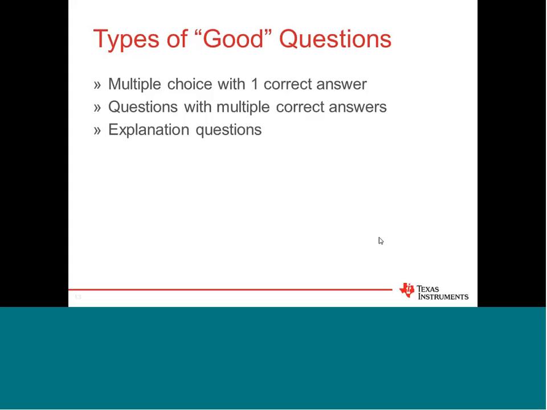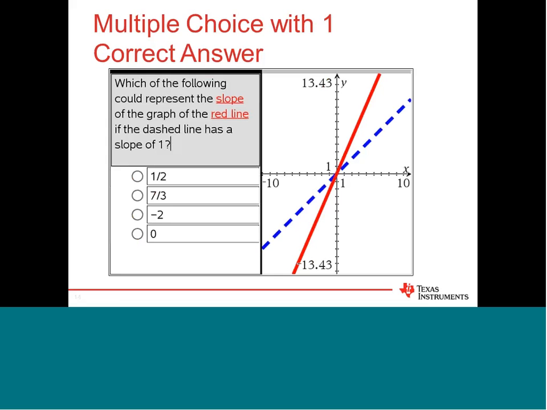Yeah, I agree. So I'm going to show everyone some sample questions. Of course, this is not the be-all and end-all. But here's one multiple choice question with one correct answer. You can see that the students have a graph on the right-hand side of the screen, and it's asking them which of the following could represent the slope of the graph of the red line if the dashed line has a slope of 1. And so hopefully the students aren't going to put -2 or 0.